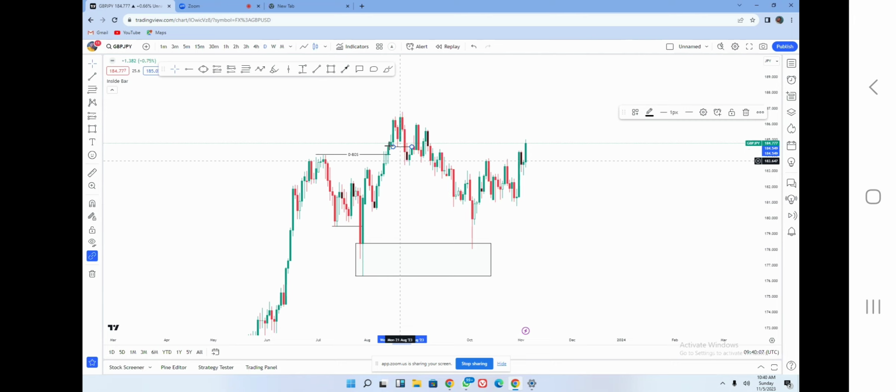So actually, I'll be looking for another break of structure, which I call the internal break of structure, for me to confirm that the pullback is actually starting. And if you look at it, this is another break of structure we have, and I call it IBOS, that is internal break of structure.